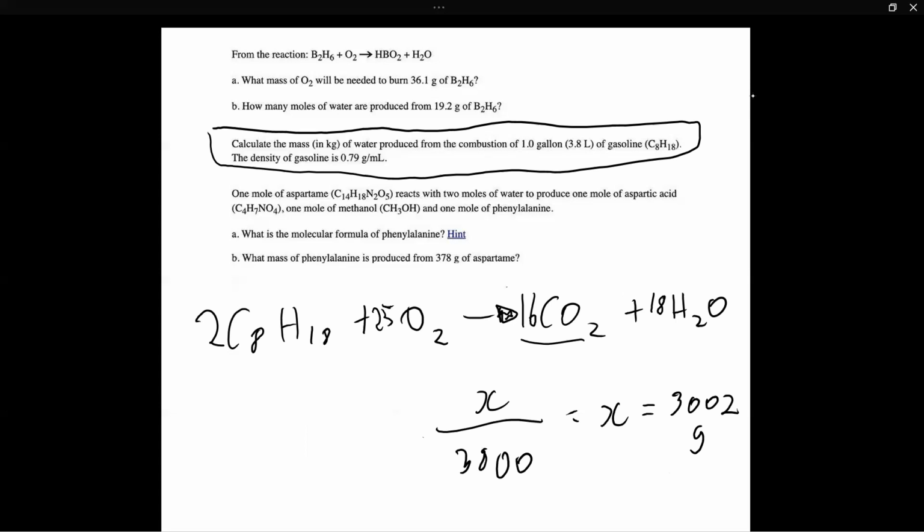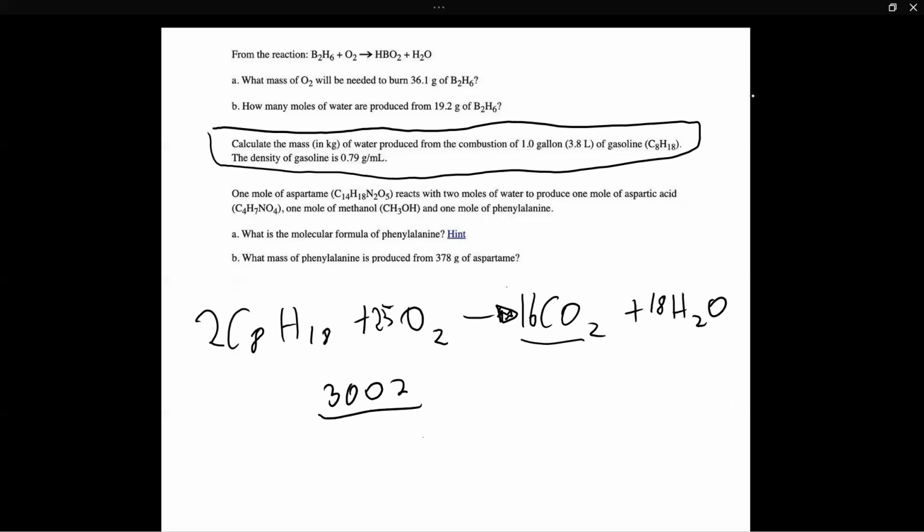Now that we found the mass of gasoline, we can easily find the moles of gasoline that has been burnt, and we already know the equation. This is mass in grams over the molar mass of C8H18, which is 114.23, and this gives us 26.28 moles of gasoline. And you can see from the equation that gasoline and H2O are in the 2 to 18 ratio, or 1 to 9 if you reduce it.